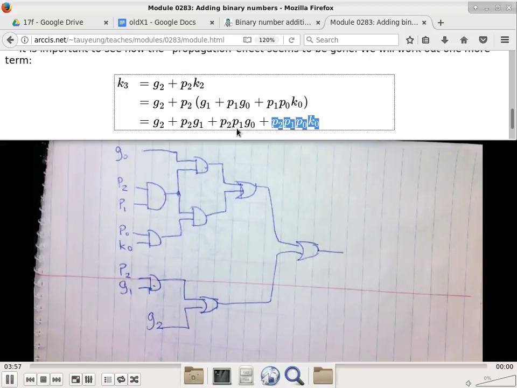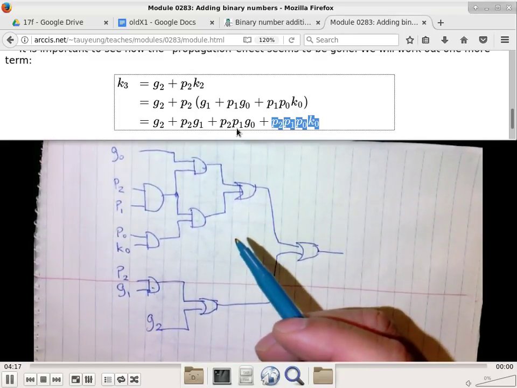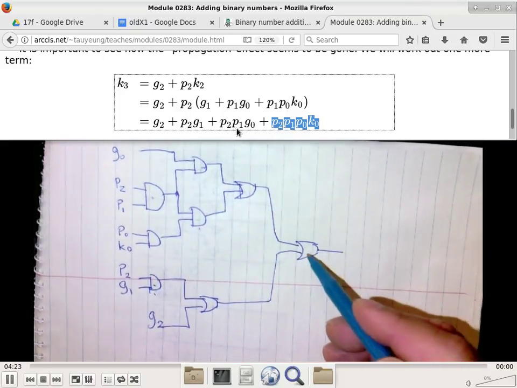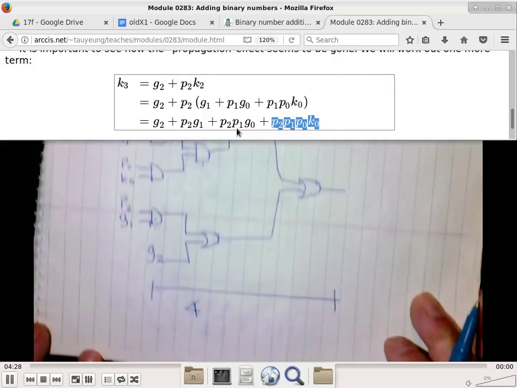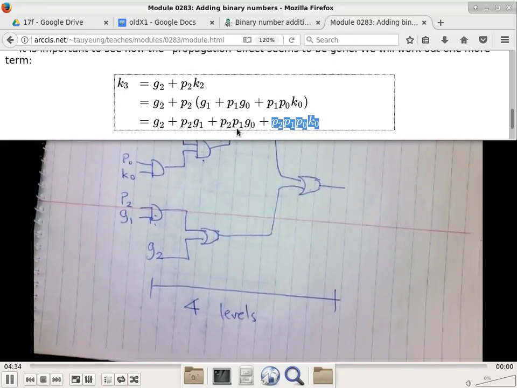So now we have figured out the total number of propagation levels just to get K3 calculated. But this is not including the time that we need to generate the G2 and the P2s, the P's and the G's, but that's only one extra gate level, okay? So let's count the number of levels. We got first level, second level, third level. This is the fourth level. So this is going to involve 4 levels of gates. Are we doing okay so far with this? Okay, but this is not the answer.